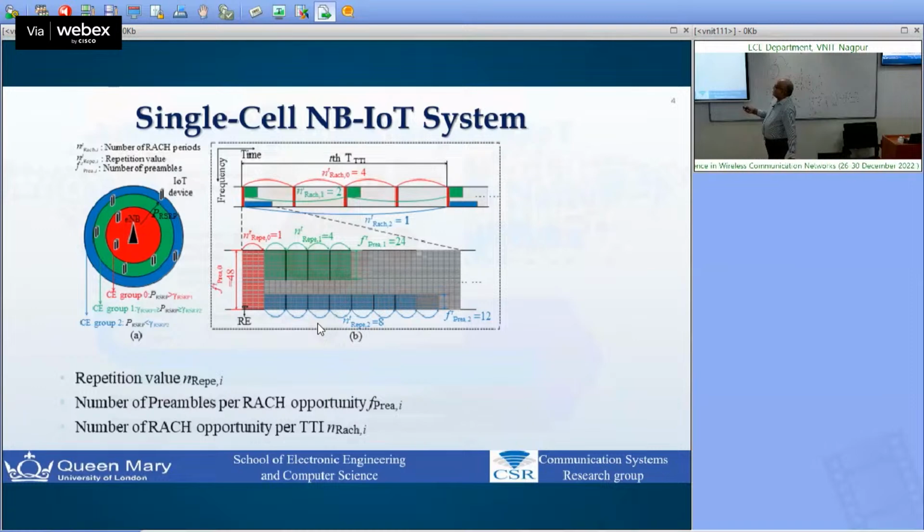This is just an example. If you take the random access opportunity within a certain time, here green has random access opportunity 1, 2. Blue has 1, and red has 4: 1, 2, 3, 4 opportunities within the time frame. So there are 3 parameters for each region, total 9 parameters. That means the base station informs the devices by periodic broadcast of these 9 parameters at the beginning of each time frame.